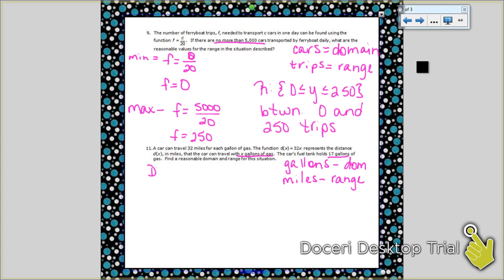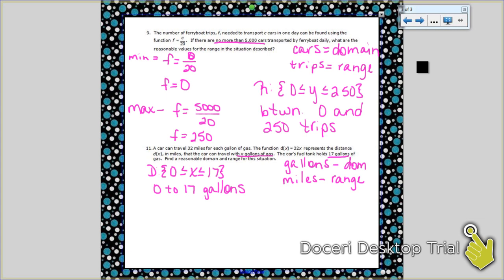Well, its minimum would be 0 gallons because you can't have less than 0. If you don't have any, you can't go anywhere. So here would be your domain. It would be from 0 to 17, which means that the car can hold anywhere between 0 and 17 gallons. Anything lower than 0 or more than 17 doesn't work, but anything in between there is fine.